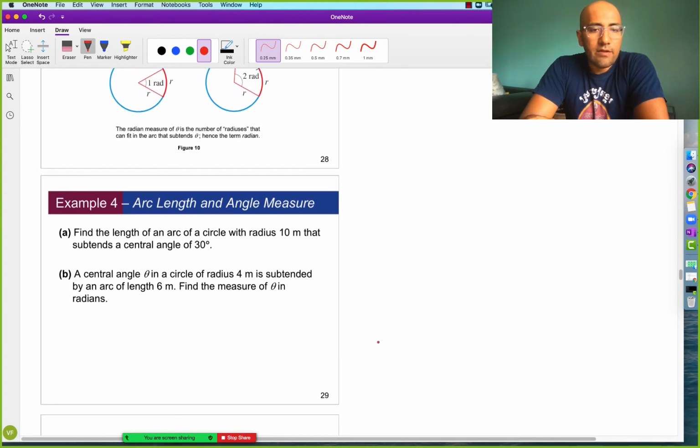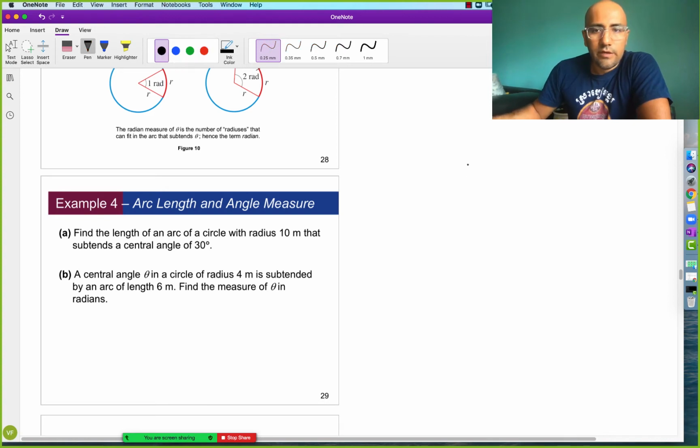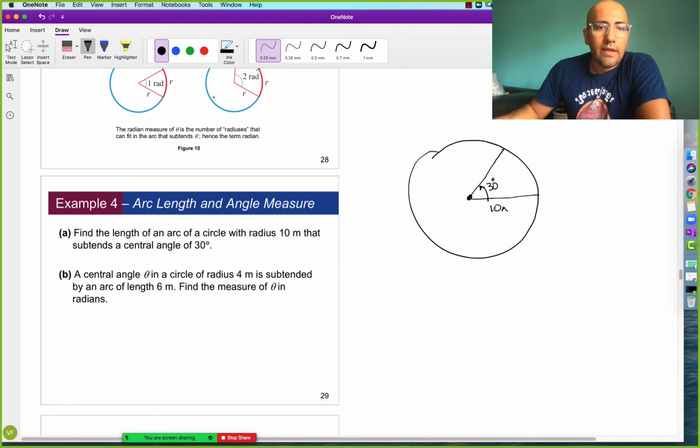Find the length of an arc of a circle of radius 10 meters that subtends the central angle 30 degrees. Okay, so here we have a circle, and the radius is 10 meters, and we have an angle of 30 degrees. The question is to figure out the length of the arc, so we want to know this length over here, s.